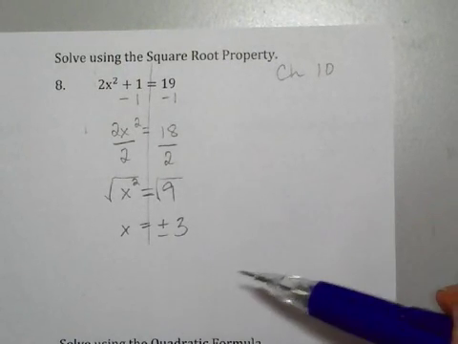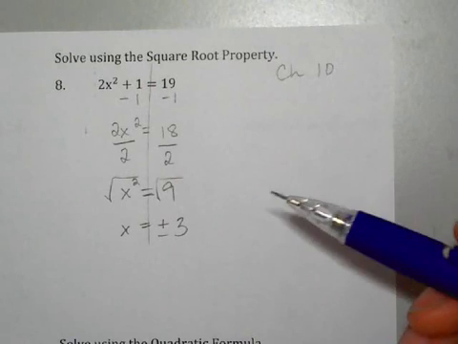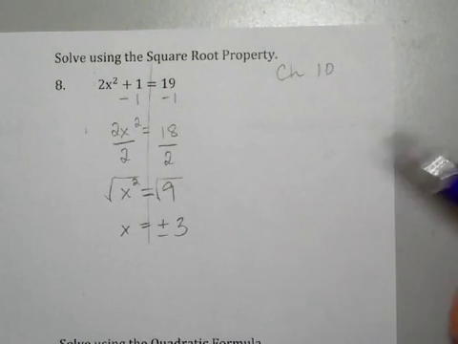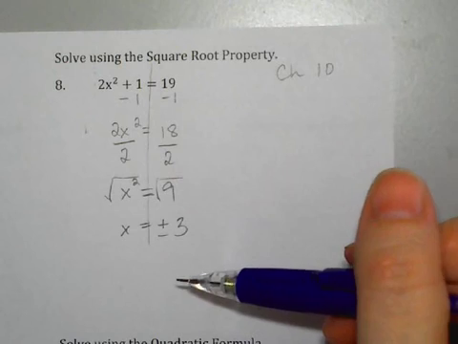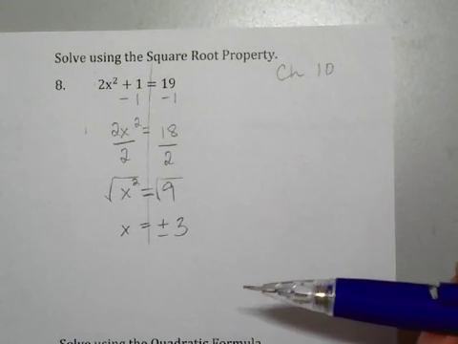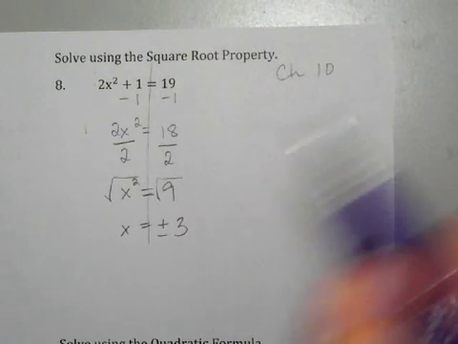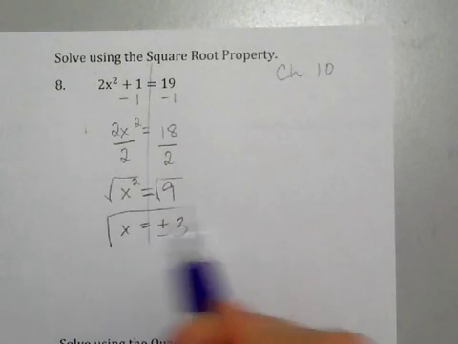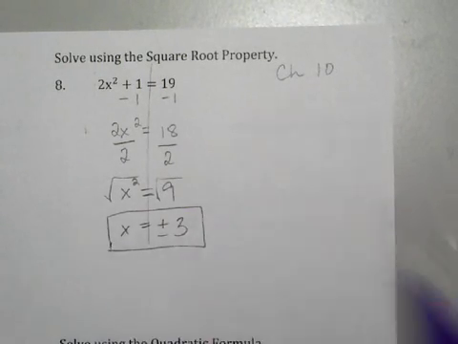Very good. So when I take the square root, I'm looking for what number times itself gives you that number. So negative 3 times negative 3 gives you a positive 9, just as positive 3 times positive 3 also gives you 9. So that's my answer. X equals plus or minus 3.